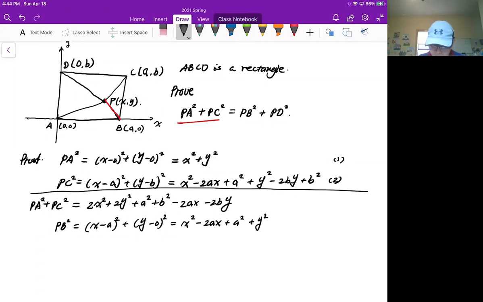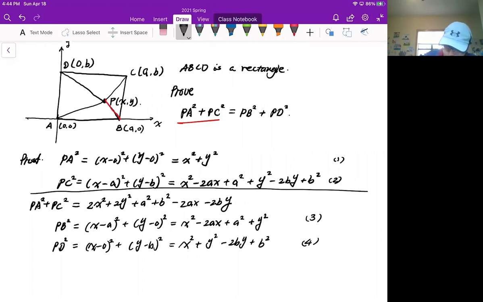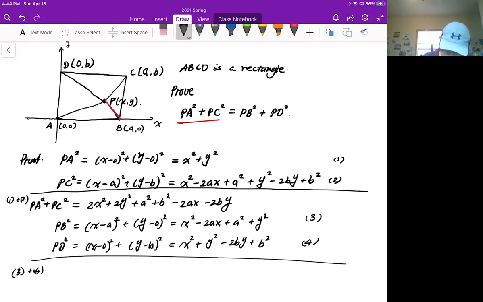All right. How about the other one, PD squared? I got the PD squared. So I got x minus 0, take a square, and then y minus b, take a square. Okay, I get x squared here. I got the y squared minus 2by and plus the b squared. Let me call that 3 and 4. So I'm going to add the 1 with 2. That's the previous one. And I'll add the 3 with the 4.